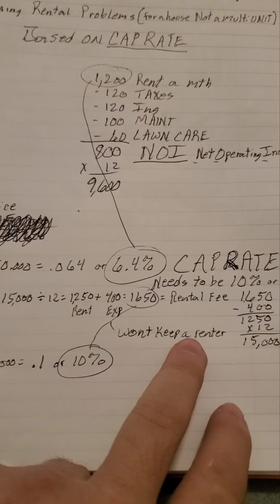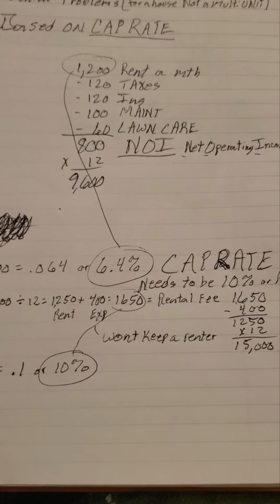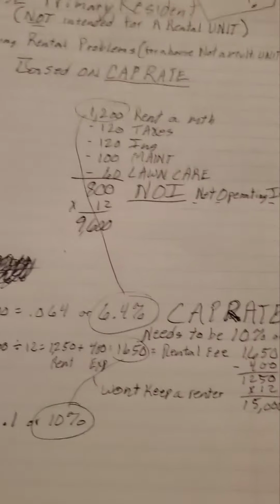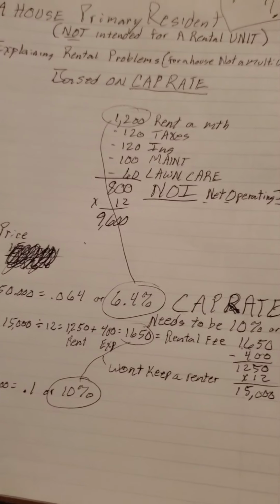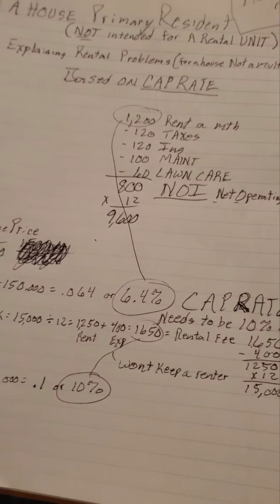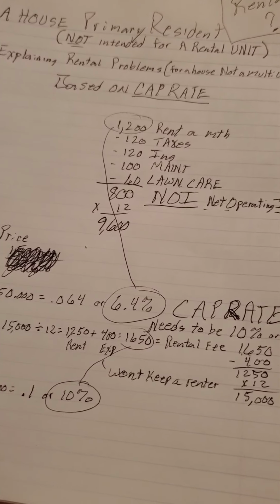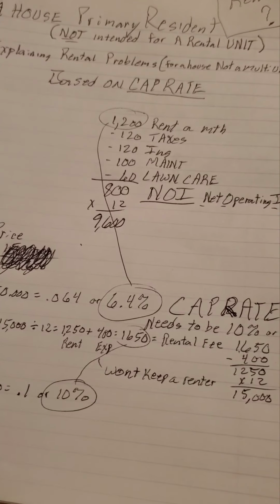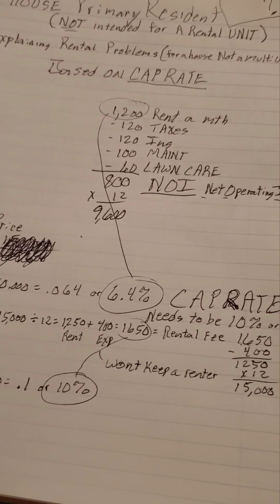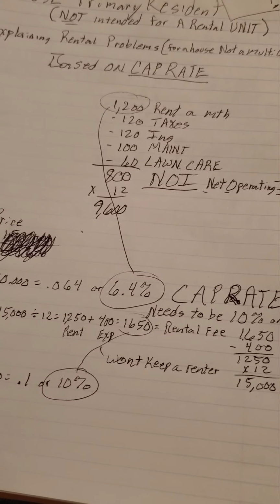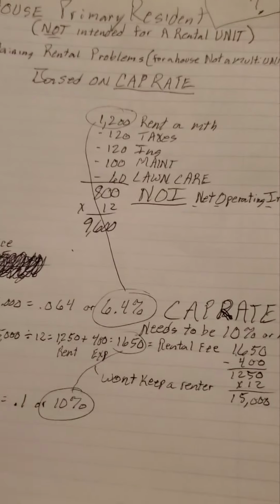But that won't keep a renter. $1,650, I'm sorry, but I think that's a lot of money. Really, this is just a starter home. I think I could probably rent this out responsibly and long term for $800 to $900, maybe $1,000, because it's a big yard, it's private, and it's a very nice neighborhood.